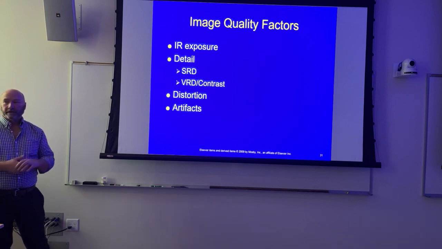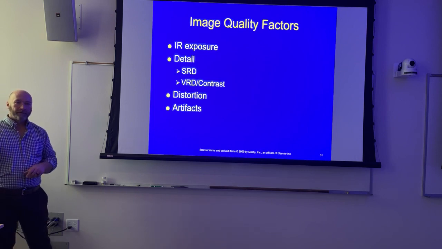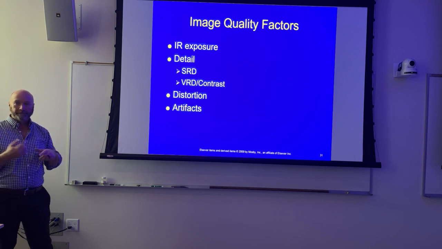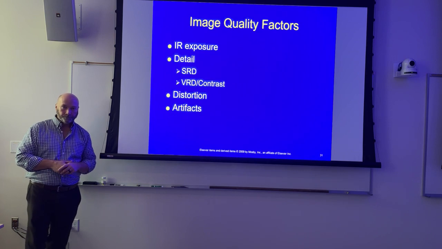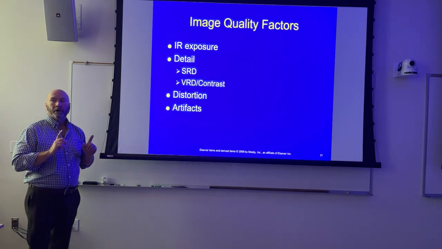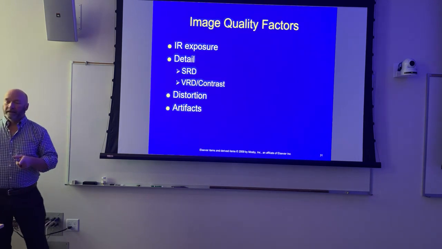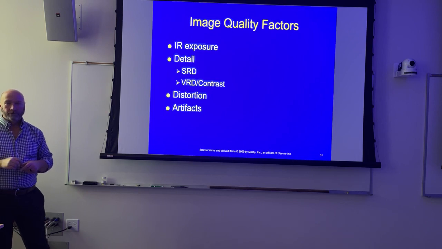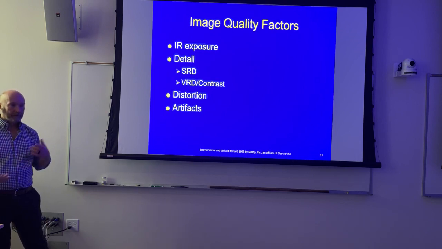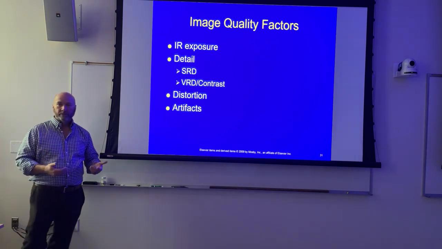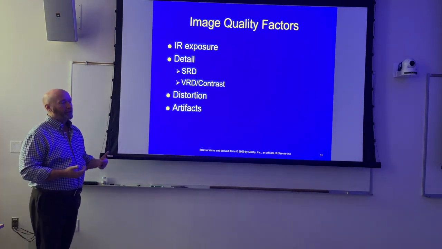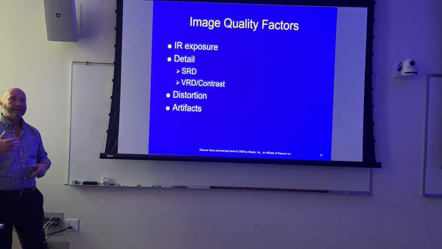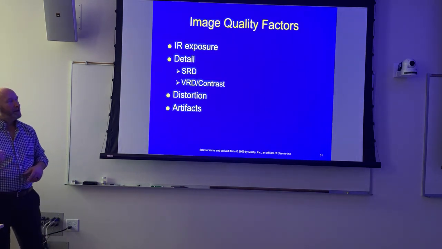Why do we use reciprocity? Increase MA, decrease time, right? Why would we want to do that? Motion. Motion is the number one thing that is mostly out of your control that will destroy sharpness or recorded detail. You can't completely overcome what the patient's going to do, right? But you can use reciprocity, increase MA, decrease time to affect a shorter exposure time and reduce the probability of motion artifacts. So motion is one, and we've talked about another one.